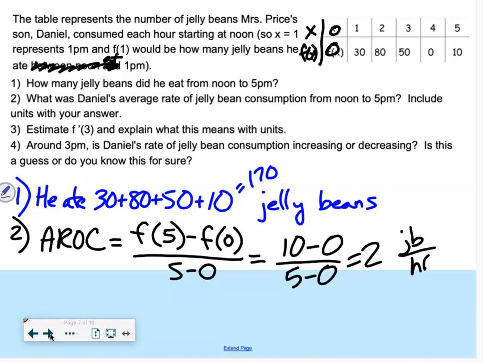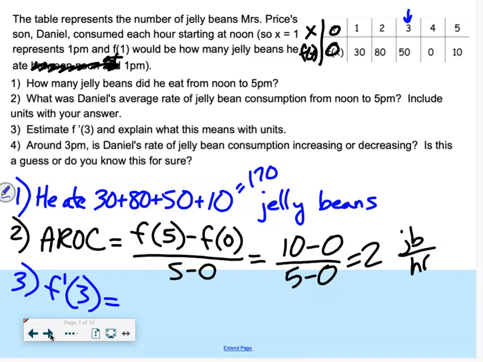All right, so number 3. We're going to estimate f prime. We're going to use the bad numbers, that's okay, and estimate f prime of 3. When you have to estimate a derivative from a table, you did this. It was our first homework assignment. You were asked to estimate slopes of tangents a whole bunch of times. In that first homework assignment, we're interested in 3.